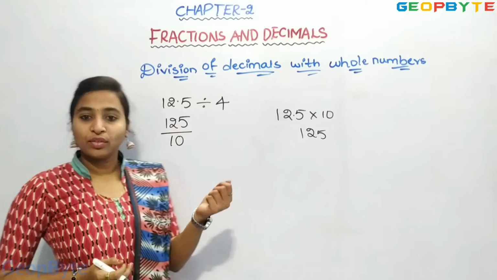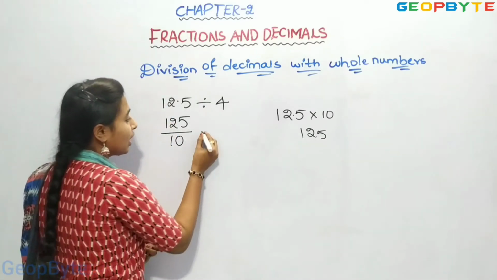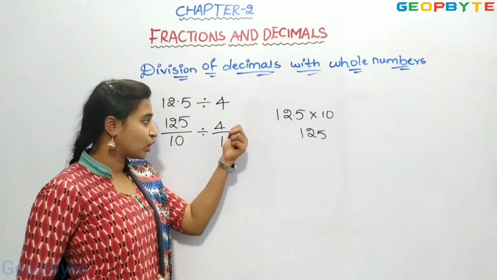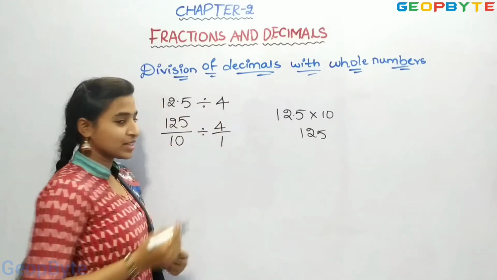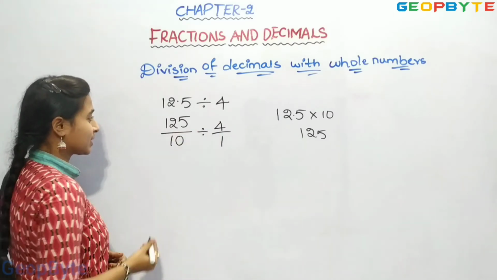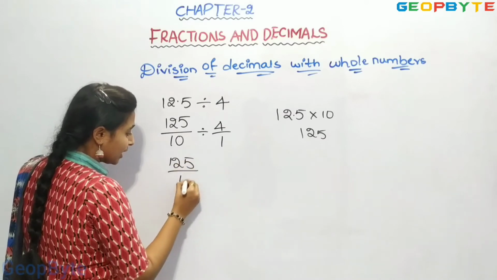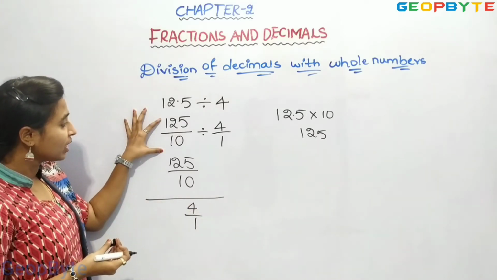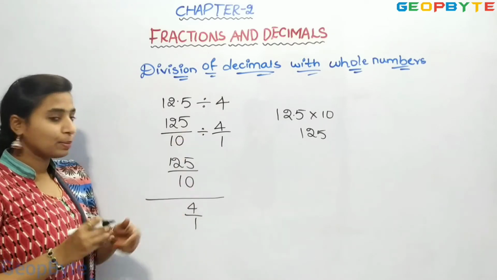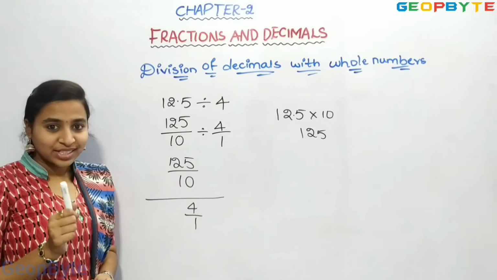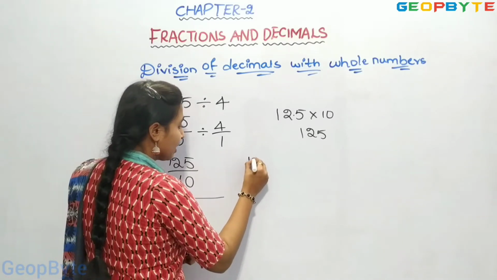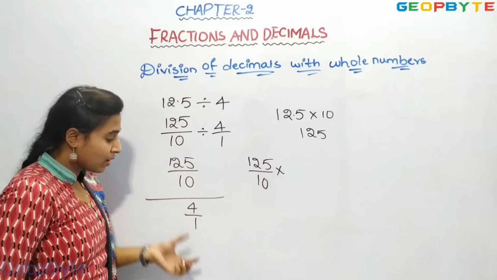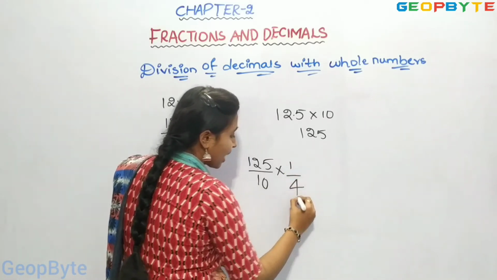See, multiplication is the reciprocal of division, right? So, it becomes like this. Now, divided by 4. We can write 4 as 4 by 1. 4 by 1 is also 4. So, now, we will divide these two numbers. 125 by 10 whole divided by 4 by 1. Now, you know, as in fractions, the reciprocal of this will be written. 125 by 10, the sign changes from division to multiplication, and 4 by 1 will be written as 1 by 4.